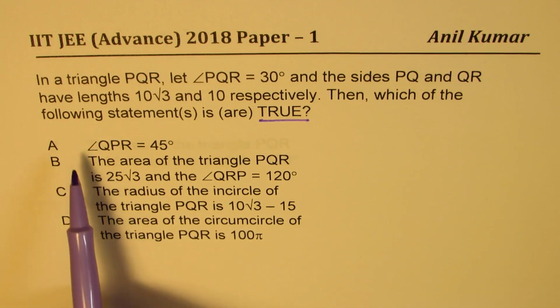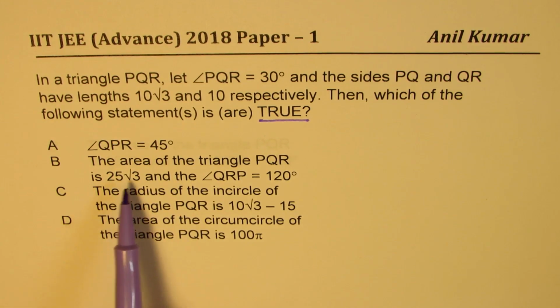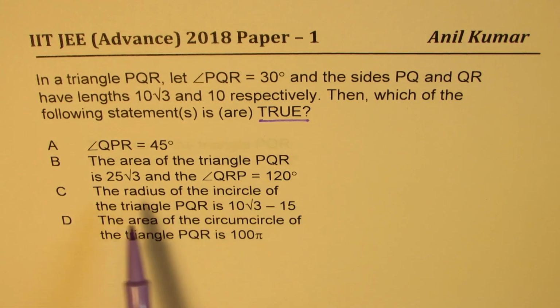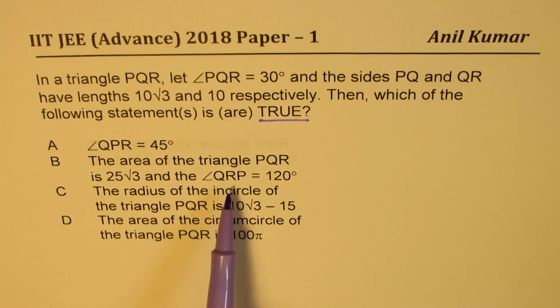A. Angle QPR equals 45 degrees. B. The area of the triangle PQR is 25 square root 3 and the angle QRP equals 120 degrees. C. The radius of the incircle of the triangle PQR is 10 square root 3 minus 15. And D. The area of the circumcircle of the triangle PQR is 100 pi.